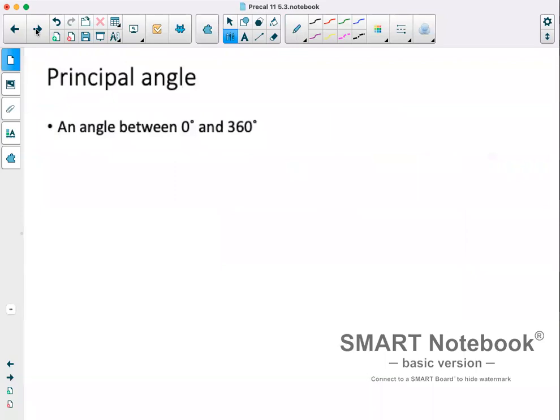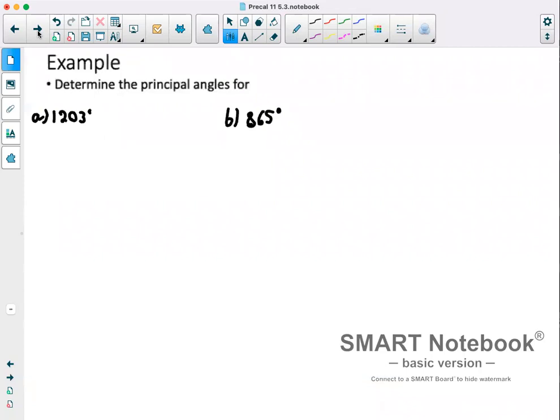Now our principal angle is an angle between 0 and 360. So if we're given a list of coterminal angles, our principal one would be the one that's between 0 and 360 degrees. So for example, determine the principal angles for 1203 and 865. With both of these, we will just subtract 360 until we get an angle between 0 and 360.